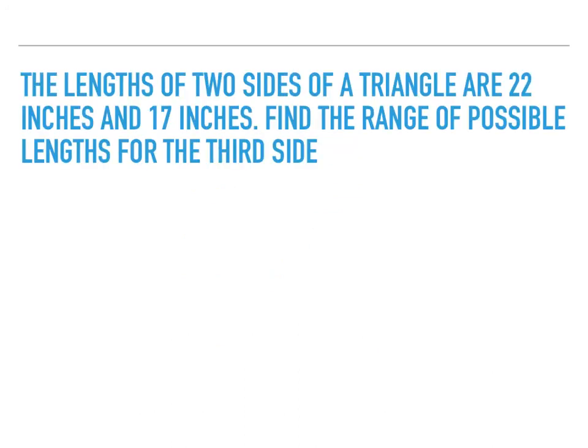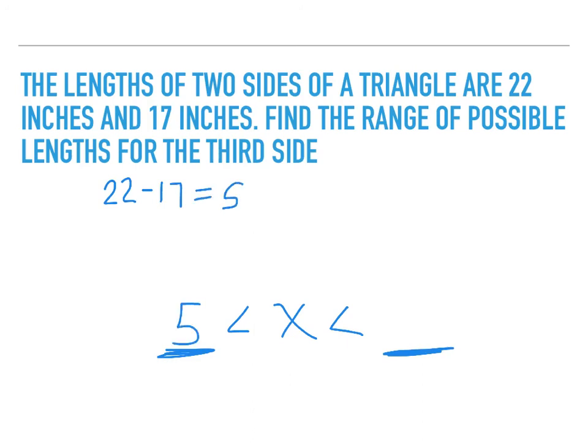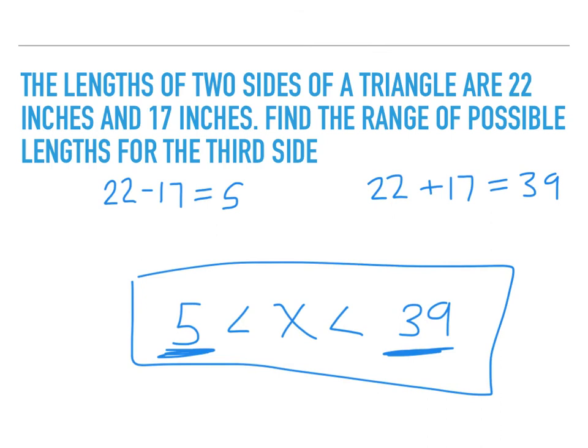The lengths of two sides of a triangle are 22 inches and 17 inches. Find the range of possible lengths. So x is going to be greater than a number and it's going to be less than a number. So we need a number to the left and a number to the right. How do we find our number to the left? You subtract 22 and 17. So 22 minus 17, and what do we get? 5. And then you add them to find our number to the right, and we get 39. So our answer is x is greater than 5 and less than 39.